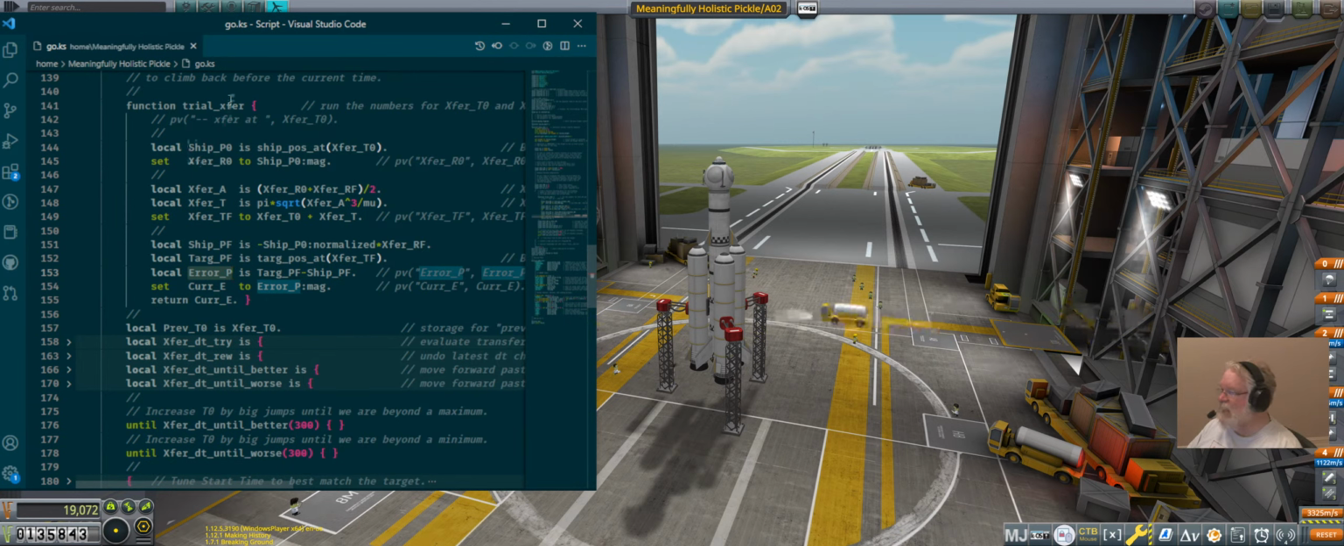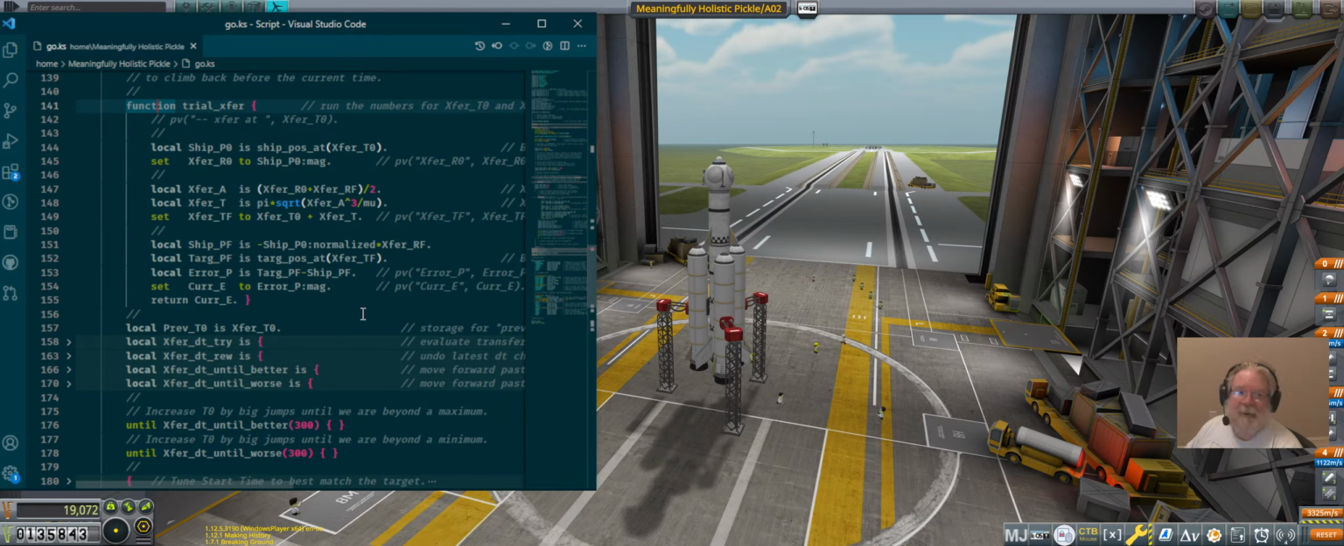And in this case, I am going to return the error. Now, this has the wrong sign for the hill climbing package we're going to use, but this means I can call trial transfer, and it says, given the T0 and RF, how many meters off am I going to be at the end? And this is something we can put in our heads. This is, what's our error at the end? And I'm going to fold it.